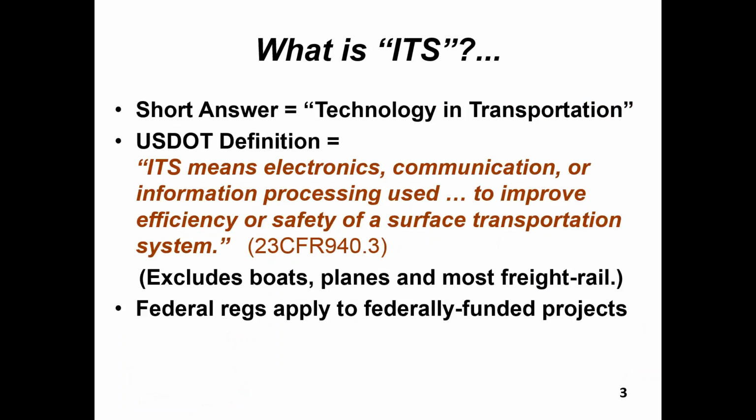Let's begin with the question, well, let's level set everybody. The short answer I like to give is it's technology in transportation. The US DOT definition is electronics and communication being used to improve the efficiency or safety of the surface transportation system. That's the Code of Federal Regulations, as you see on the screen. It excludes boats, planes, freight, rail operations, but covers anything on a road or a street. And these do apply to essentially all federally funded projects.